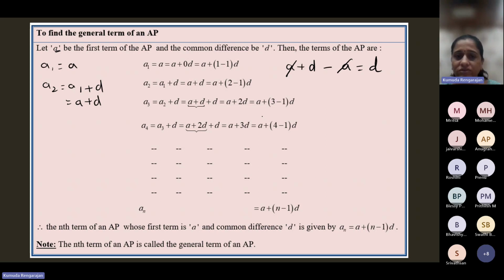And what is the common difference? It's the second term minus the first term. Second term minus first term, we are getting D. So we are right.